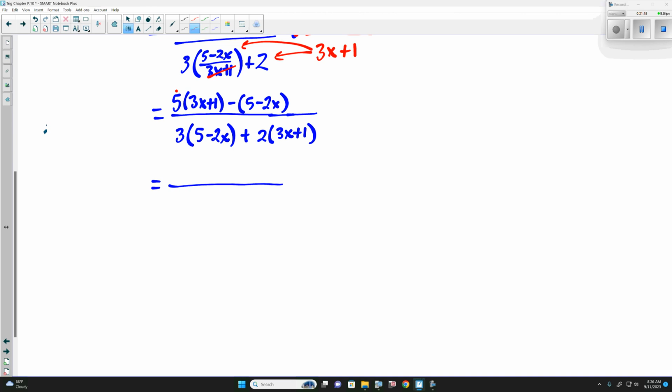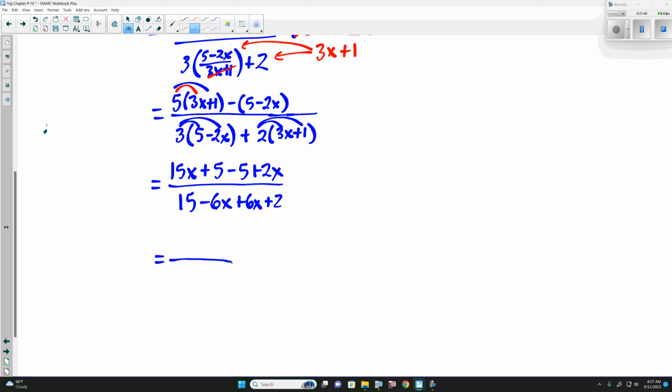Now we're going to do some distributing. So in the numerator, 5 times 3x is 15x. 5 times 1 is 5. If we distribute our negative, we'd have negative 5 plus 2x. In the denominator, we'll distribute the 3. 3 times 5 is 15. 3 times negative 2x is negative 6x. Distribute the 2. 2 times 3x is 6x. 2 times 1 is plus 2.